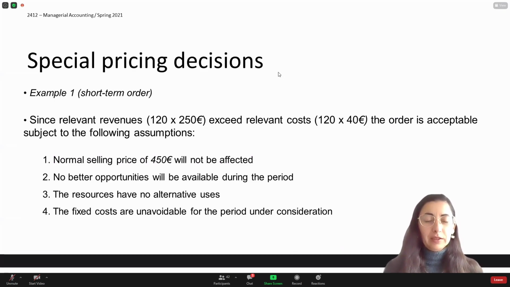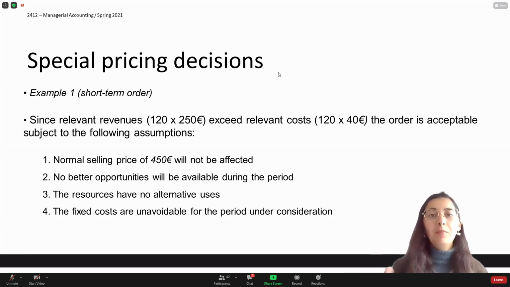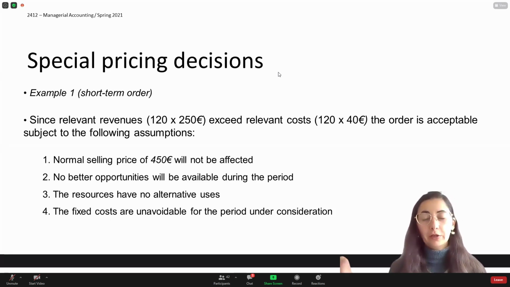So as I was just mentioning, the relevant revenues are higher than the relevant costs, and therefore we should accept the order. We should only accept this order if you can guarantee the following assumptions, meaning that it's not because we sell these tickets at 250 that it will imply the normal market selling price of 450.